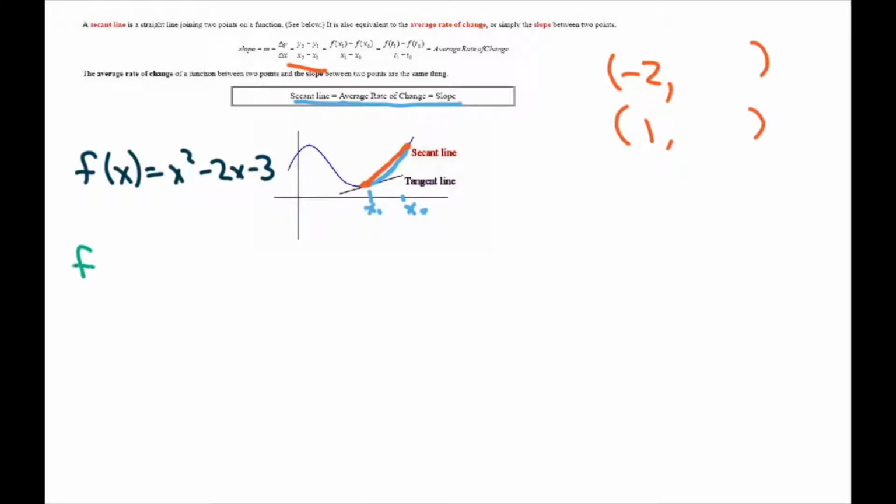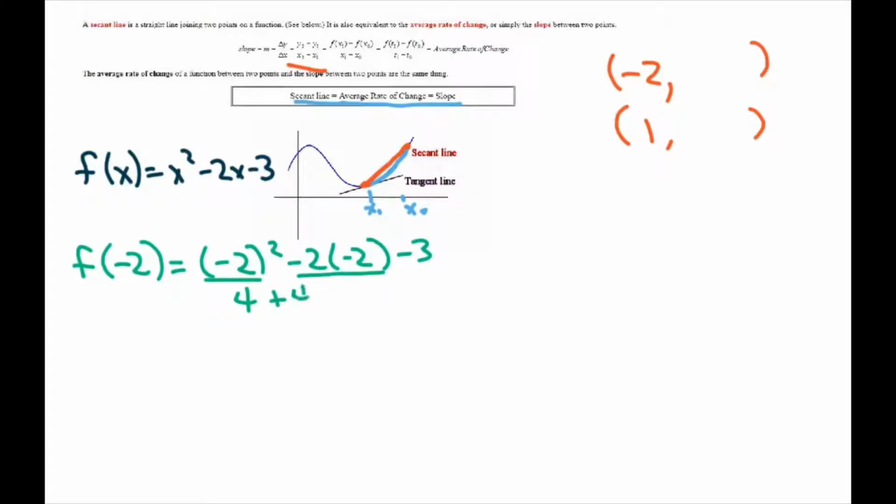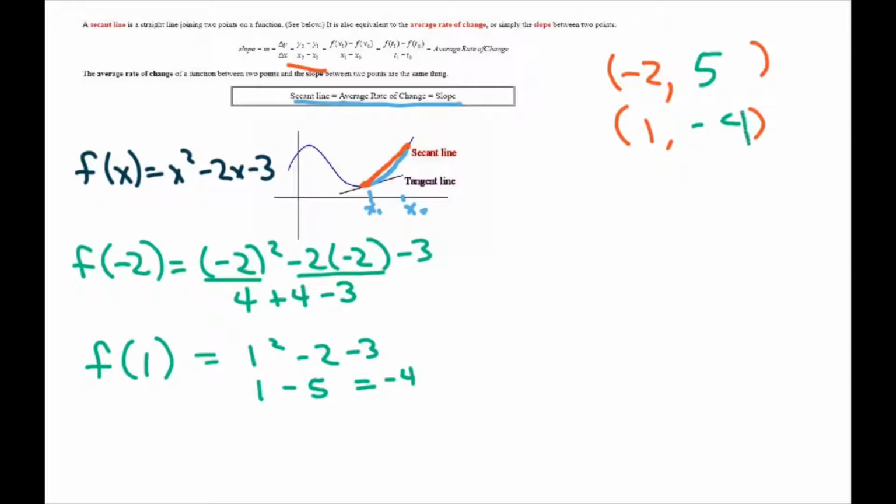So let's plug in -2 here and see what we get for our y. So this is going to be 4 plus 4 minus 3. So 8 minus 3 is 5. And then let's try 1. And we get 1 squared minus 2 minus 3. So 1 minus 5 equals -4. All right, so we have our 2 points.